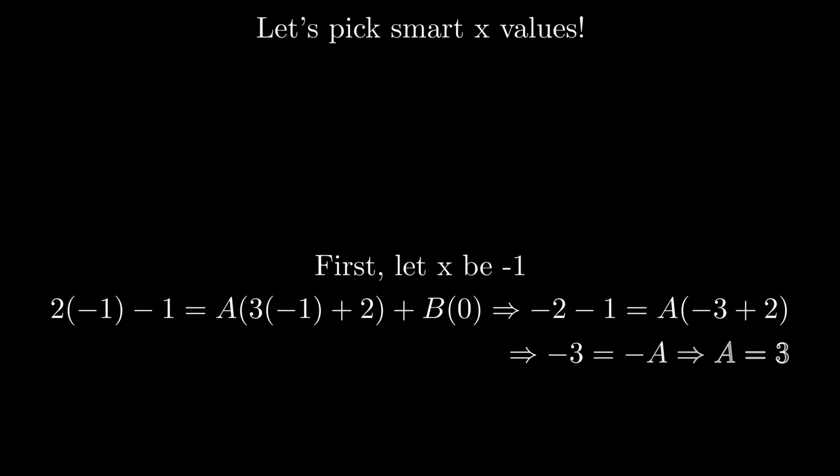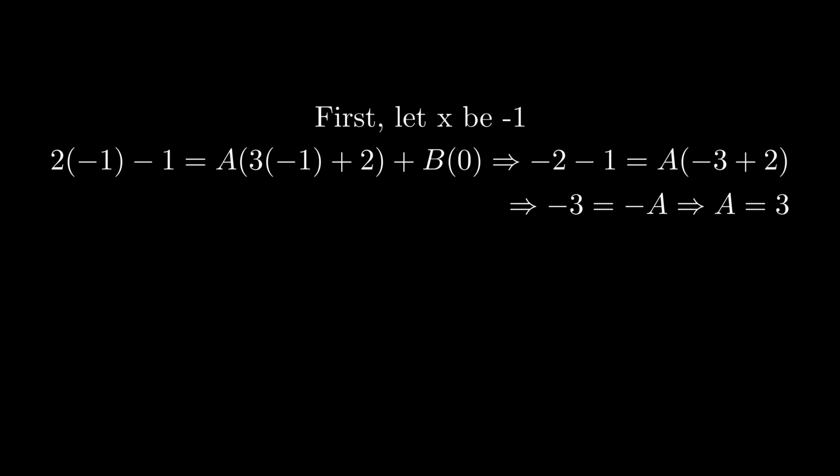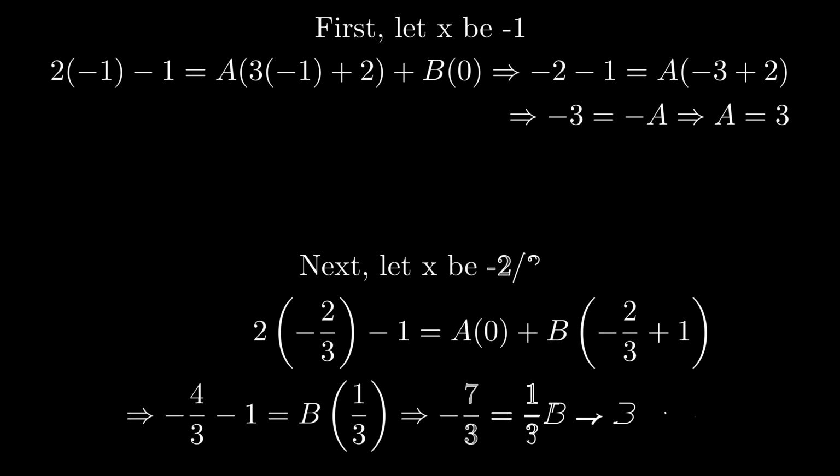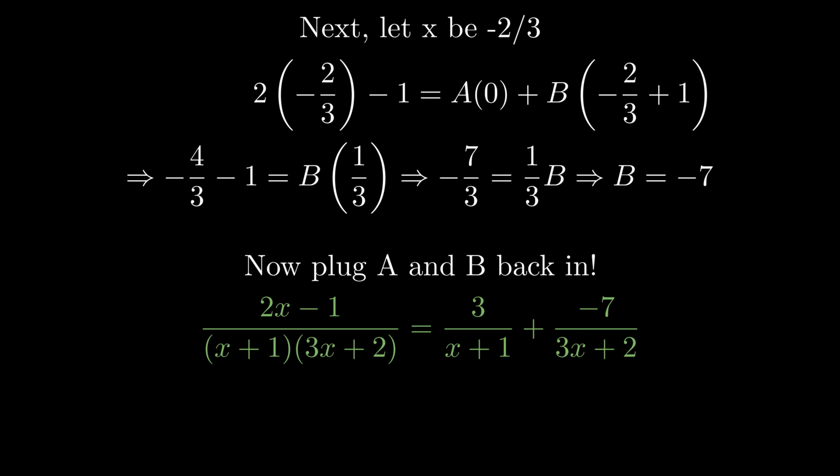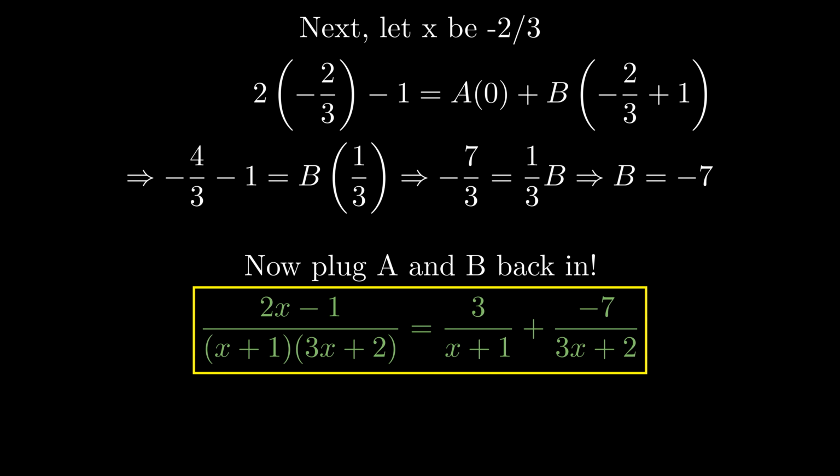First, let x be -1. That makes b disappear, and we can solve for a. Now, let x be -2/3. That makes a disappear, and we can solve for b. Now we plug a and b into the equation. We did it!